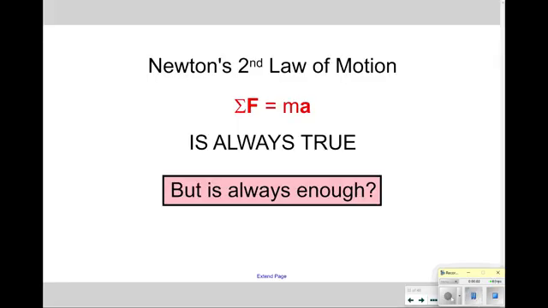Now, it's important to note that Newton's second law of motion, the net force acting on an object or system equals the mass of that object or system times the acceleration, is always true. There is no exception. This is a law. It is always true no matter what. But sometimes it may not be enough to actually solve a question or analyze a system where forces are involved.